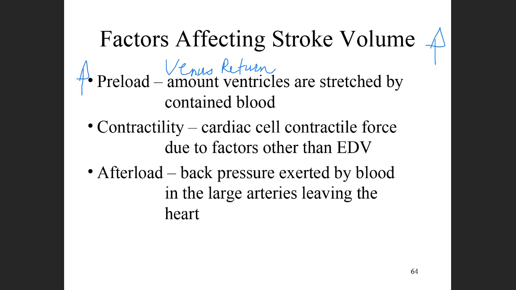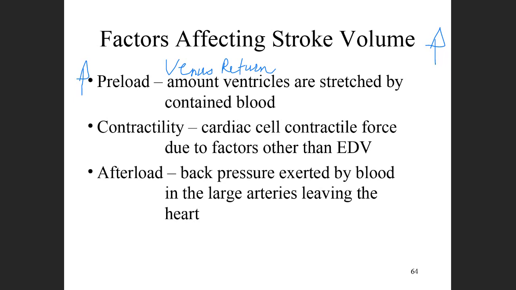So in fact, what you can do is give people more fluid, if you will. Then there's more volume coming back, and the heart is going to contract with more blood coming out per contraction. That is not so significant, though. Thinking of it the opposite way makes more sense.